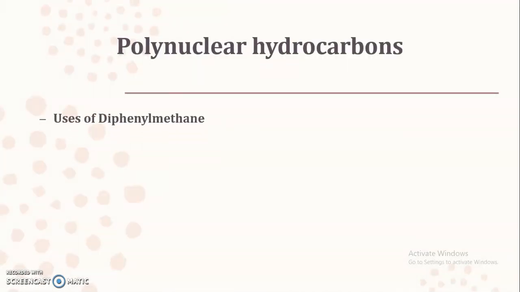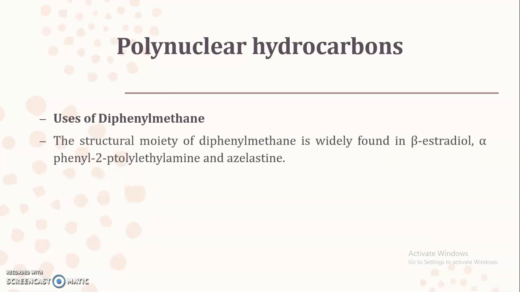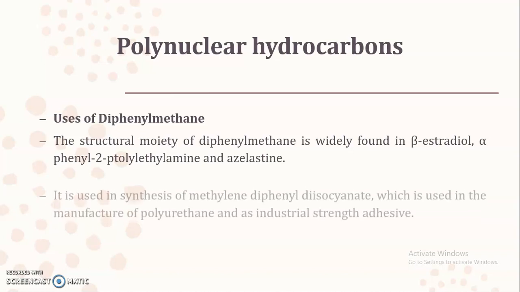The next polynuclear hydrocarbons that we have studied are diphenyl methane as well as triphenyl methane. Now the uses of diphenyl methane: the structural moiety of diphenyl methane is widely found in beta estradiol, alpha phenyl 2 tolyl ethylamine as well as azelastine. So for the production of these beta estradiols, alpha phenyl 2 tolyl ethylamines and azelastine, diphenyl methane is used as one of the key starting materials.